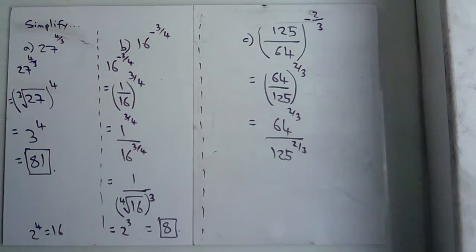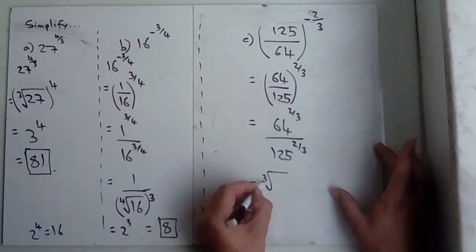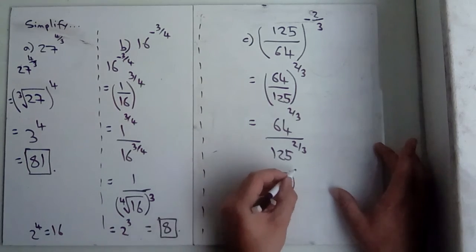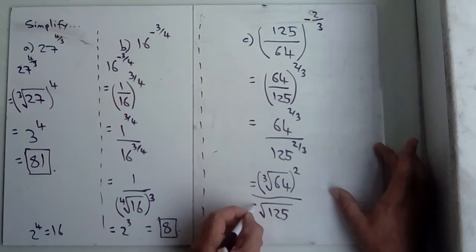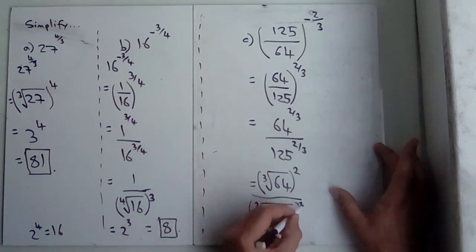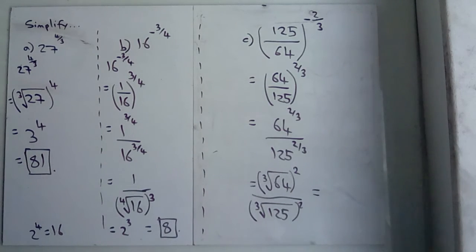The power of 2/3 means we take the cube root and we square the result. So we do that to both. So it equals the cube root of 64, and then we square it, over the cube root of 125, and then we square it. So as I was saying, you do need to know your cube numbers, and if you're thinking, I don't know the cube root of 64, I don't know the cube root of 125, just think the other way around.